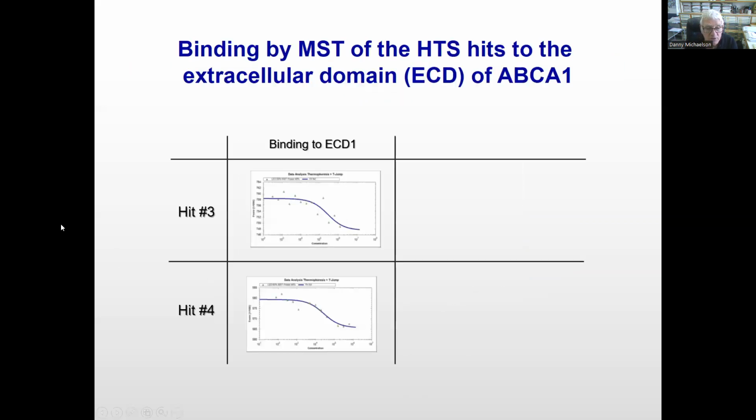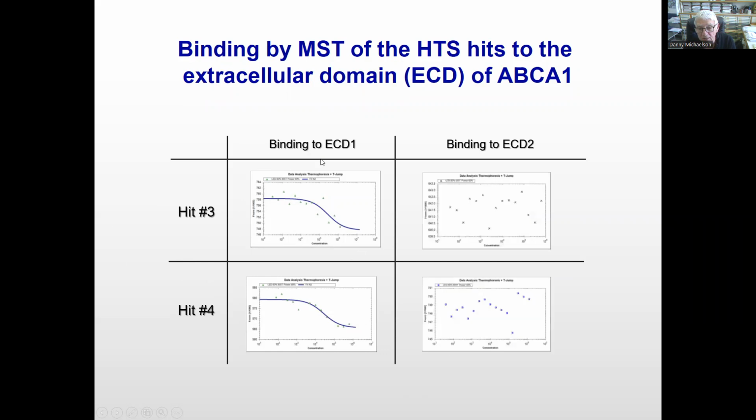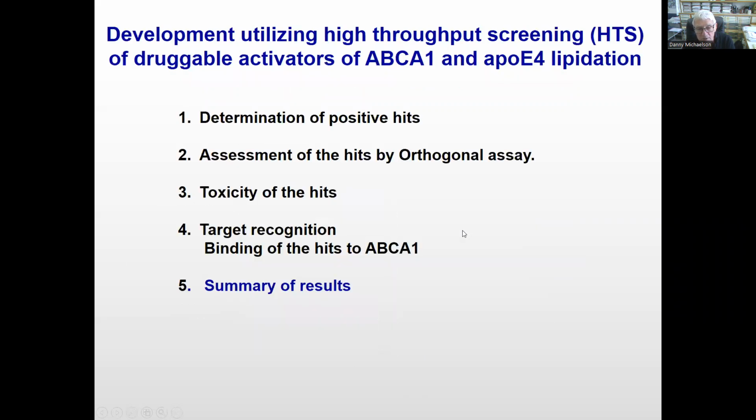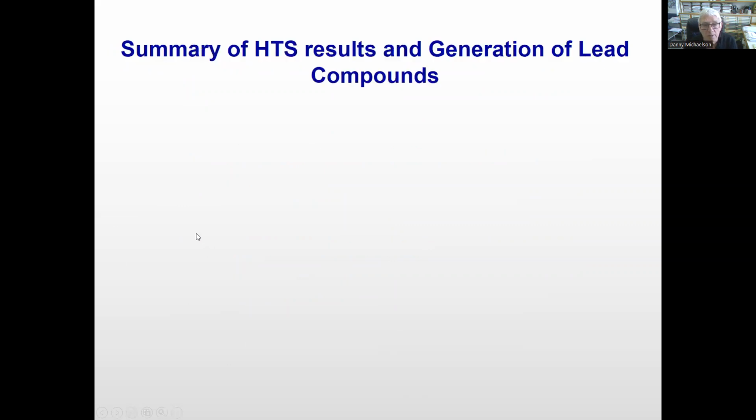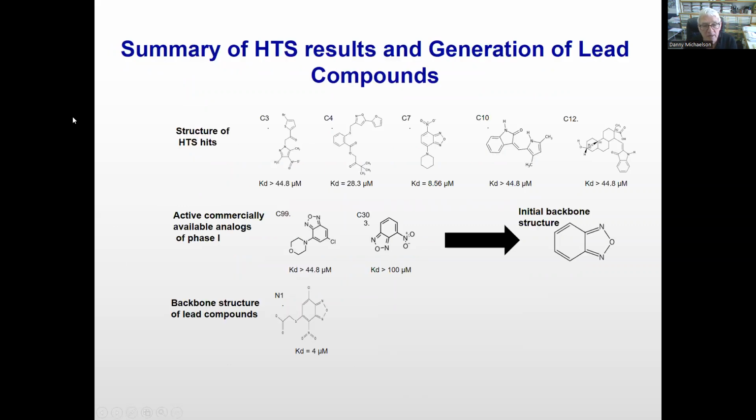So we did that and showed 2 examples, hit 3 and hit 4, and you can see very nice binding curves, which suggest that indeed these hits bind directly to ECD1. A very nice control is the result with ECD2, where none of the compounds bound to it. So where we stand at the moment is that we have done high throughput screening, which led to the discovery of 5 key molecules.